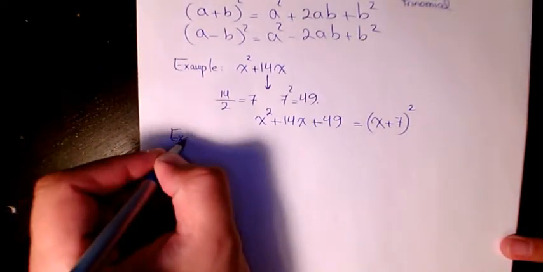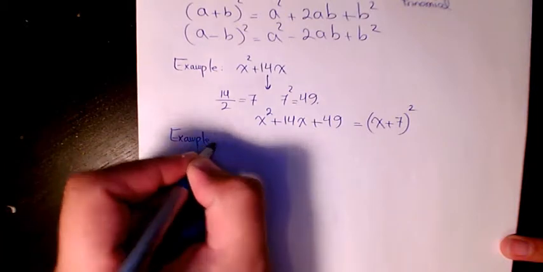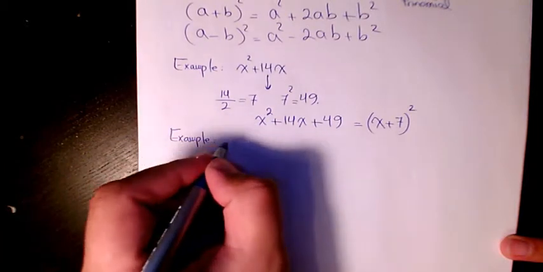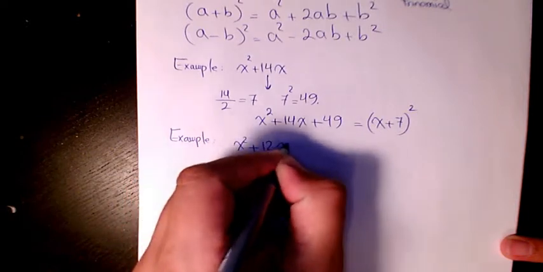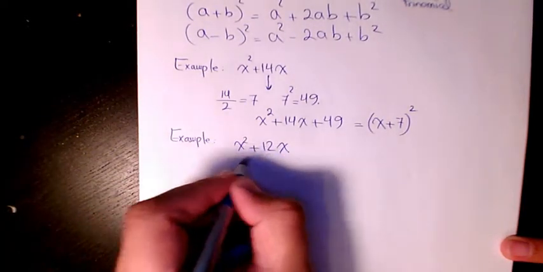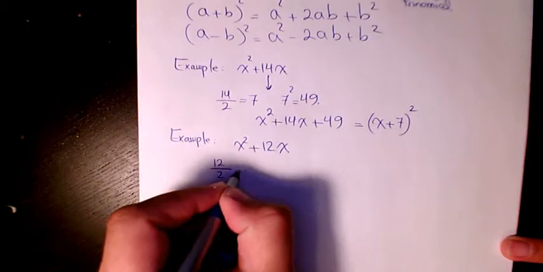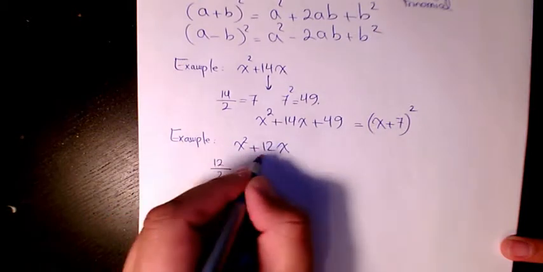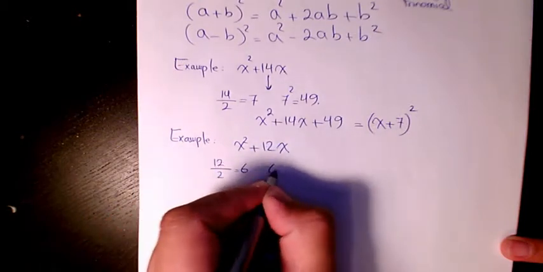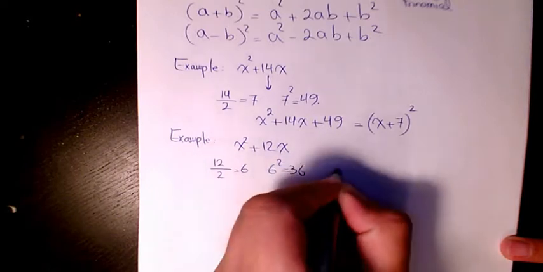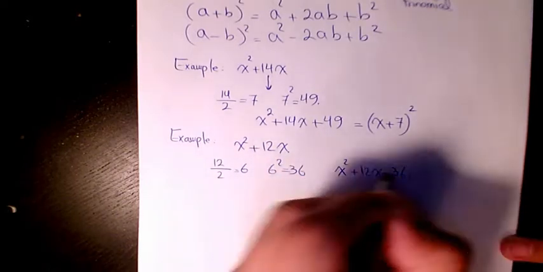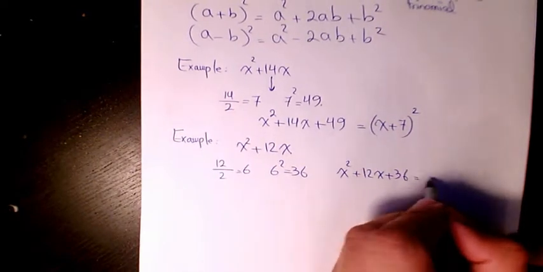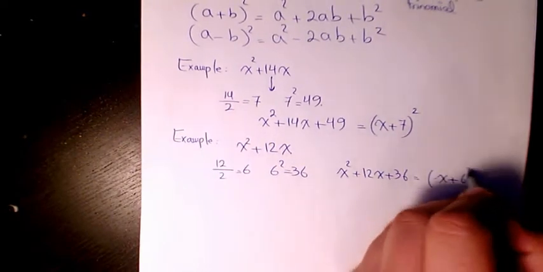Next example, it is x squared plus 12x. Again, we just divide the coefficient of x by 2. 12 divided by 2 is 6. 6 squared is 36. So x squared plus 12x plus 36 will be a perfect square trinomial. That will be (x plus 6) to the power of 2.